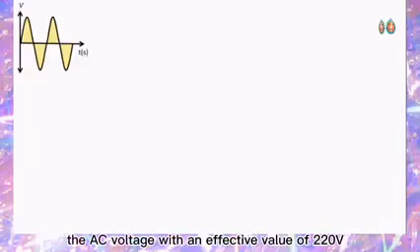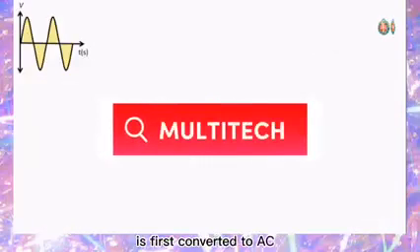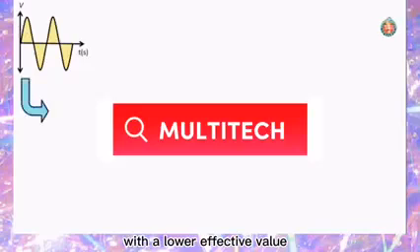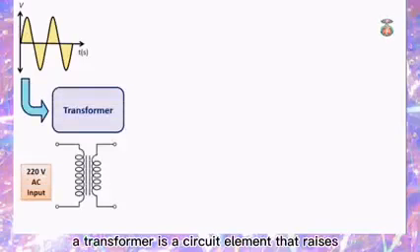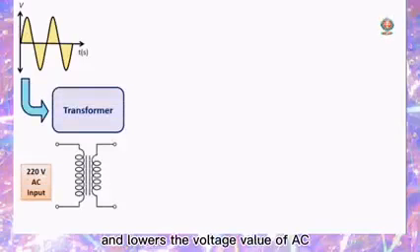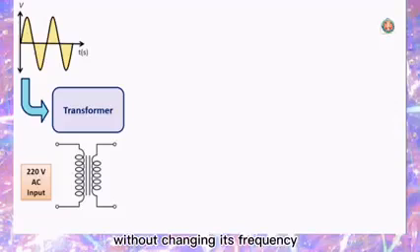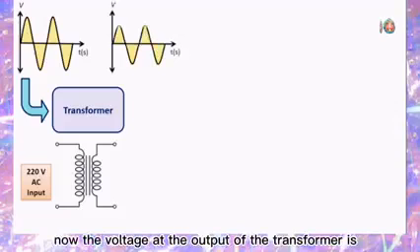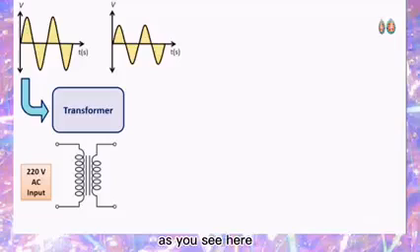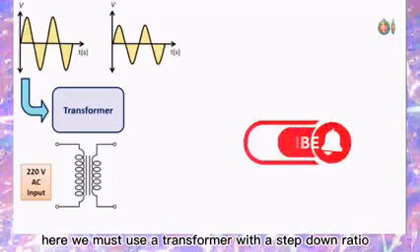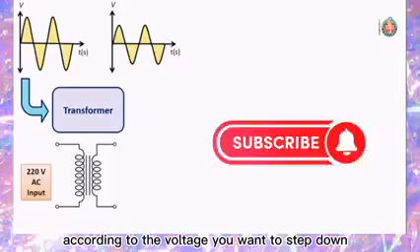The AC voltage with an effective value of 220 volts is first converted to AC with a lower effective value with the help of transformers. A transformer is a circuit element that raises and lowers the voltage value of AC without changing its frequency. Now the voltage at the output of the transformer is as you see here. Here we must use a transformer with a step-down ratio according to the voltage you want to step down.